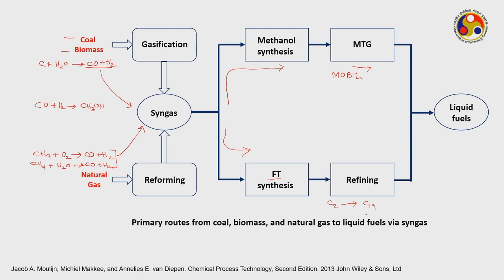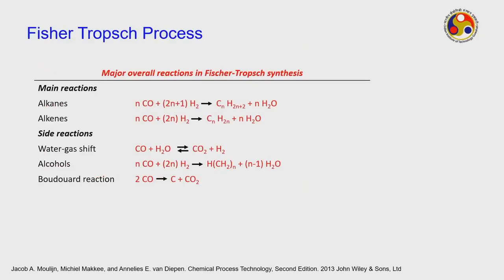All this will depend upon what sort of product you get. So in short, the product ranges from C2 to C19. That is why you need a refining process here. Refining means you cut or separate this based on boiling points, or whatever process you want to use. Then you are ready for liquid fuels. This is the primary route we have outlined, where coal, biomass and natural gas are converted to liquid fuels via syngas. These are the major reactions occurring in Fischer-Tropsch.